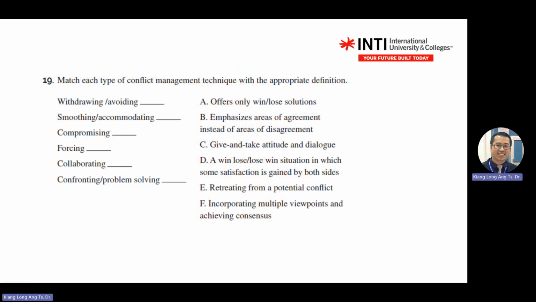Okay. Match each type of conflict management tactic with the appropriate definition. So withdrawing, avoiding, smoothing, compromising, forcing, collaborating, confronting, problem solving. So you have A, B, C, D, E, F. So withdrawing and avoiding will be retreating from potential conflicts. So you just elaborate on this one. So I give you the answer. We're going to read. So E, B, D, A, F, C. E, B, D, A, F, C. The rest you go and read.